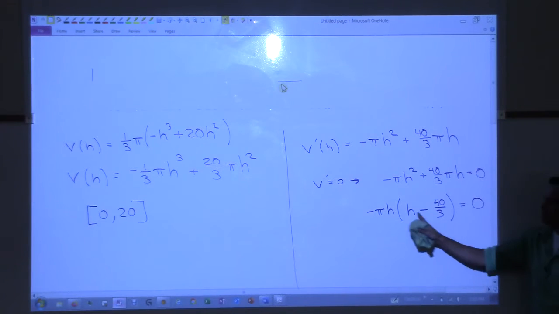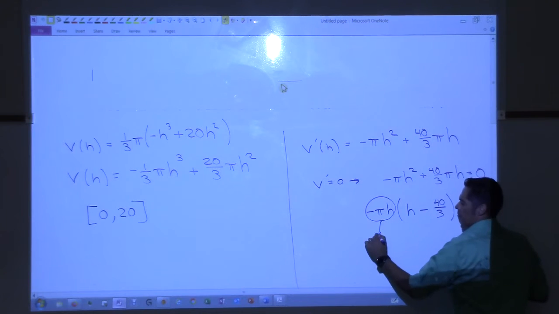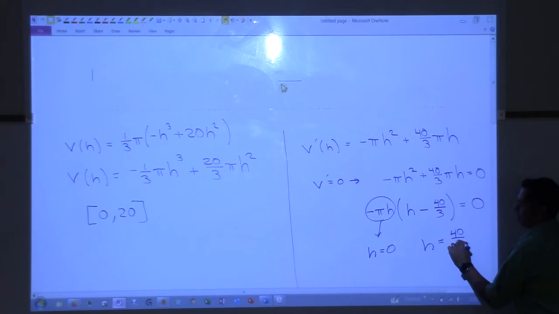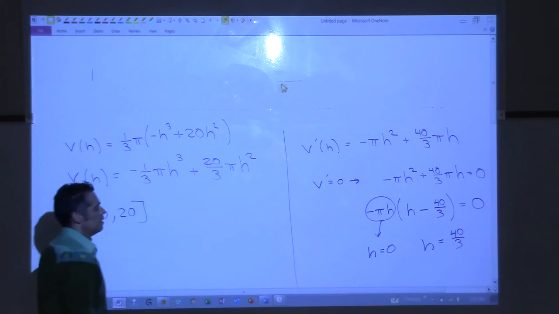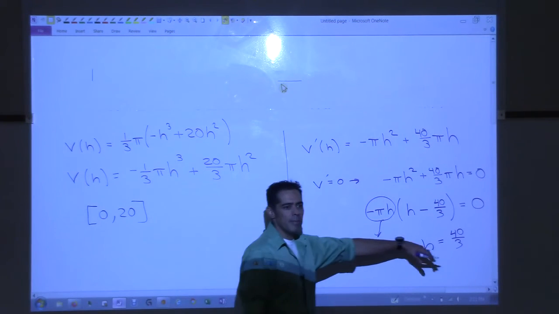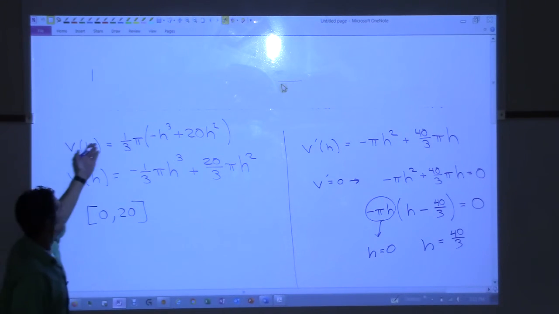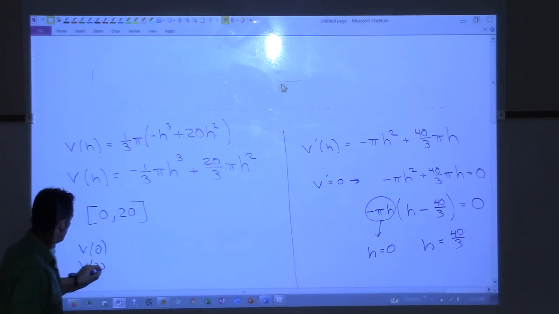And now you set each of these equal to 0. So the only time this is 0 is if h is 0, right? And then you set the other factor to 0 and you get h is 40 thirds, which is 13.33333. Now, we have not shown that this is a max or min yet, right? We actually now have to plug into our original function. We need the volume at 0, the volume at 20, and the volume at 40 over 3.